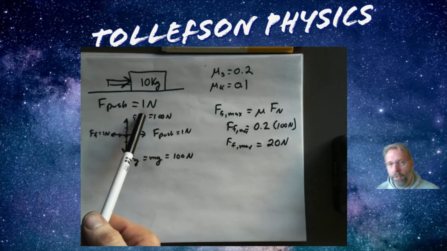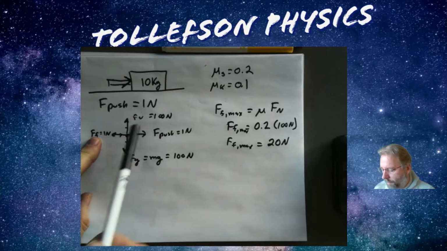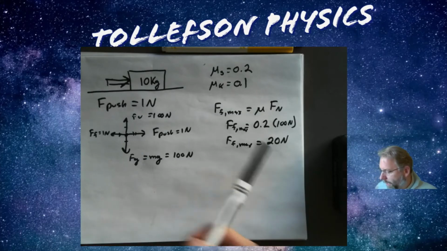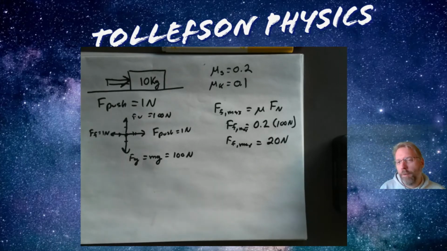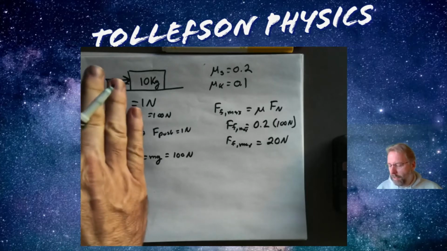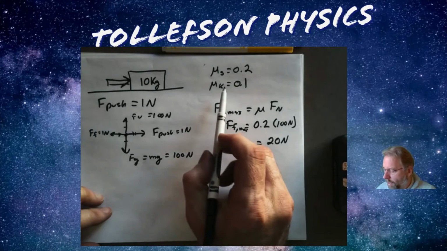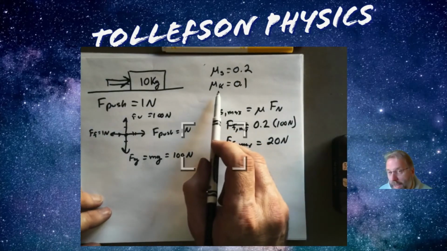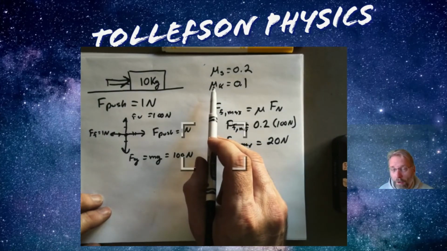So what happens when I push with 10 newtons of force? The force of friction is 10 newtons. When I push with 15 newtons of force, the force of friction is 15 newtons. It doesn't move. When I push with 19.9 newtons of force, the force of friction is 19.9. It doesn't move. Once I just barely exceed 20, then this will start to move and slide, and it's going to change my situation a little bit, because once it starts moving, the kinetic force of friction comes into play.